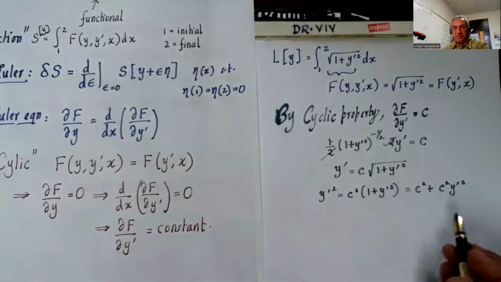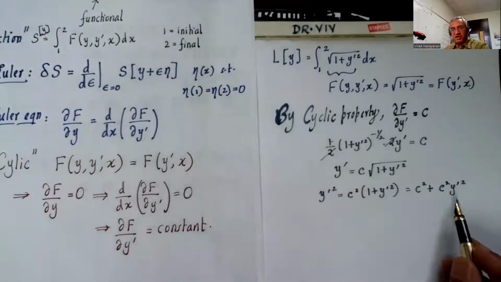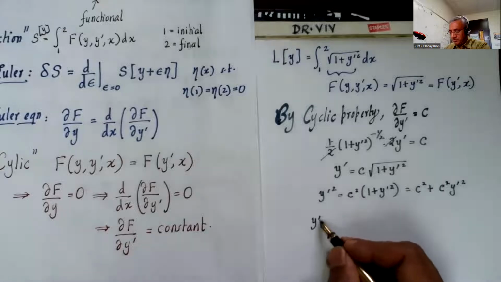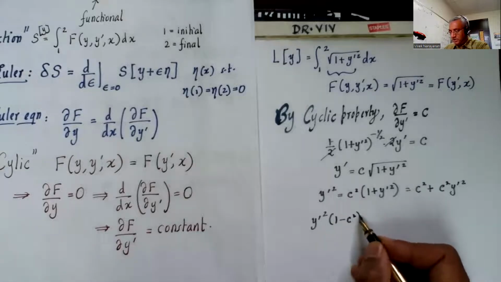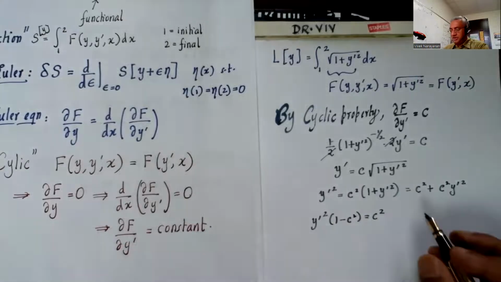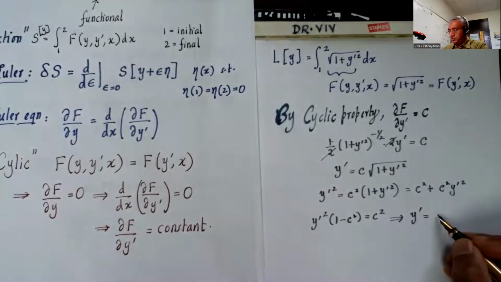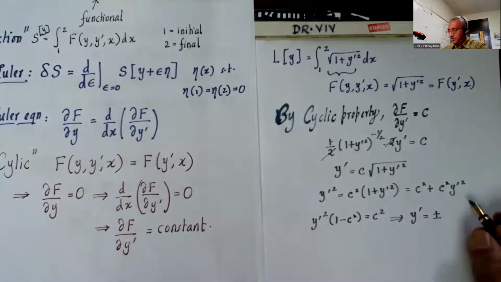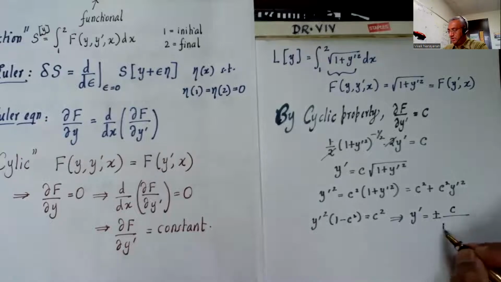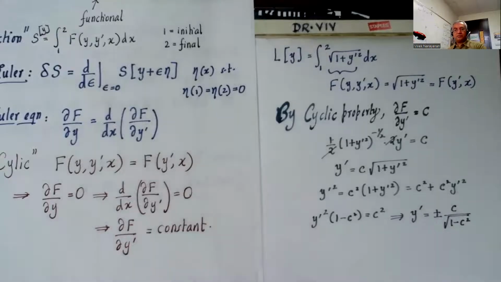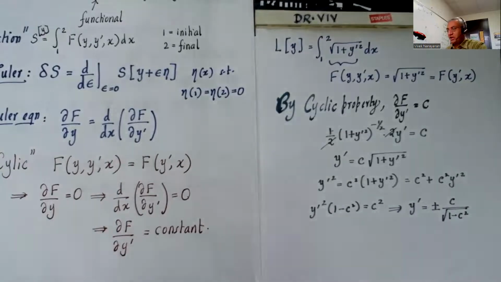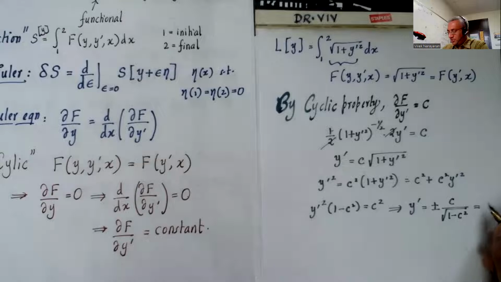I can now solve for y prime squared. I'll take this to the left side. So I get y prime squared times 1 minus c squared equals c squared. And then I'll divide both sides and take the square root. I'll do that in one step. So I'm going to get y prime equals plus or minus c divided by the square root of 1 minus c squared. That's it. In other words, it's a constant. I'm going to call this constant, in the time-honored tradition, plus or minus m.